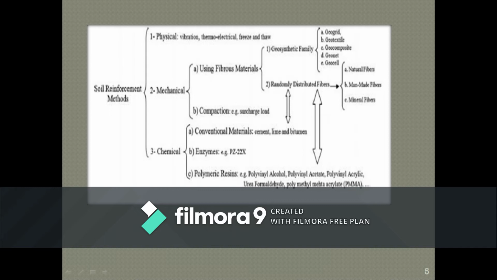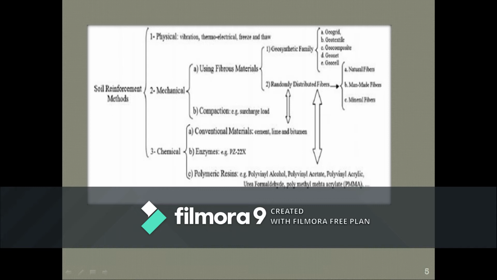Next we have chemical methods. What are these chemical methods? We have conventional materials: cement, lime and bitumen. We had already seen in the chemical methods of modification how cement, lime and bitumen, when added, are going to change the chemical properties of the soil, and how they are going to strengthen the soil. So that is your first thing.